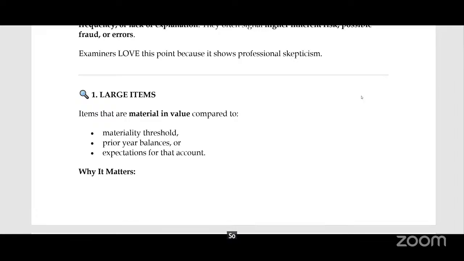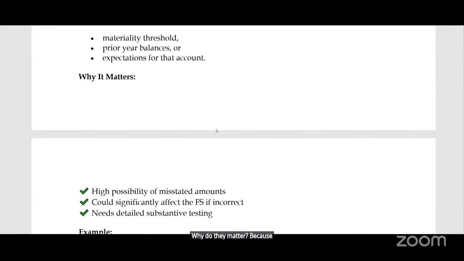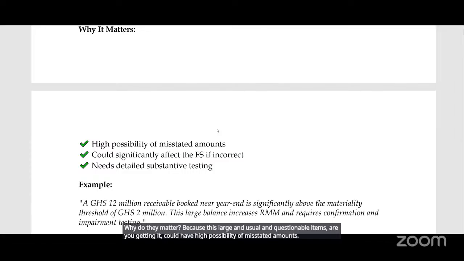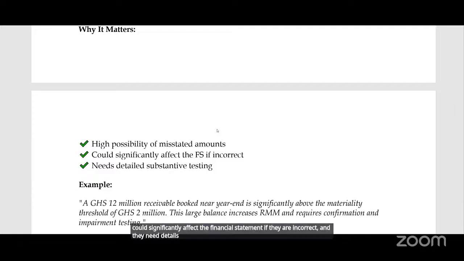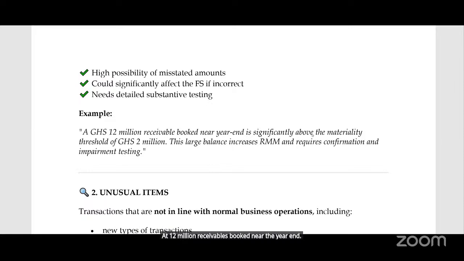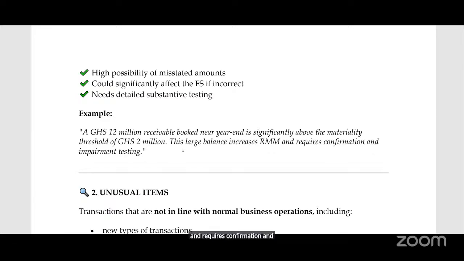So items that are material in value, we call them large items, right? In terms of the materiality threshold, prior year balances and expectations. Why do they matter? Because these large, unusual, and questionable items could have high possibility of misstated amounts, could significantly affect the financial statement if they are incorrect, and they need detailed substantive testing. For example, a 12 million receivable booked near the year end is significantly above the materiality threshold of 2 million. You see, we've used that 2 million consistently. And this large balance increases risk of material misstatement and requires confirmation and impairment testing.